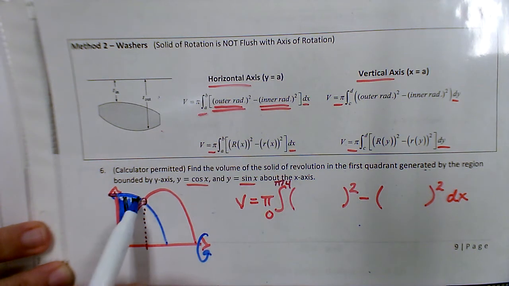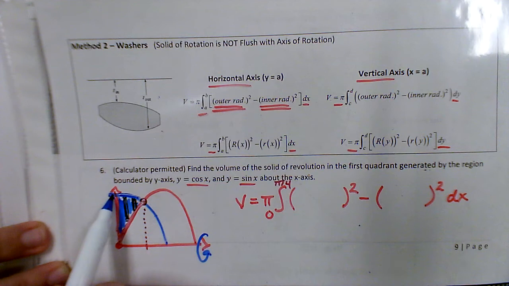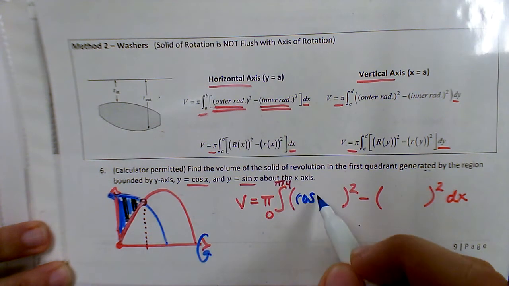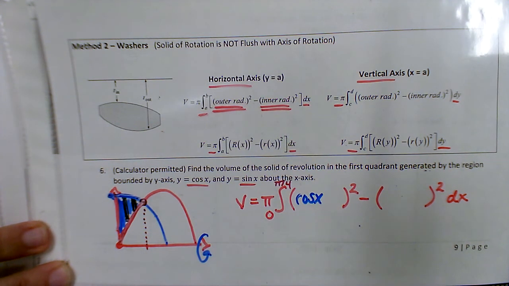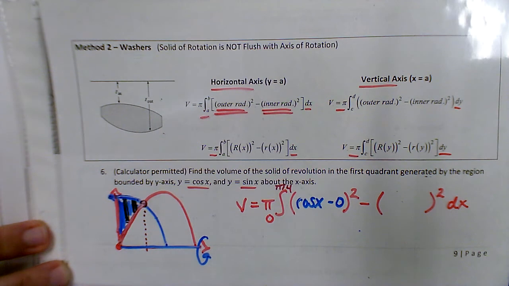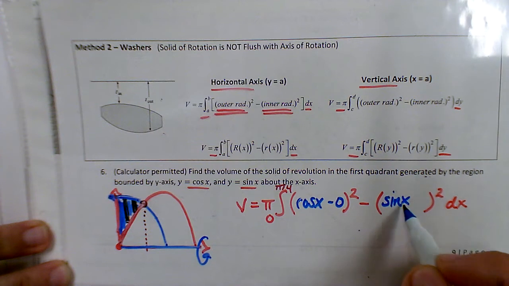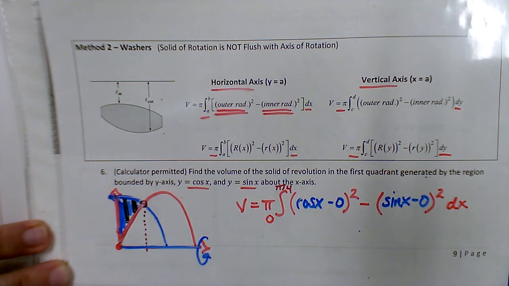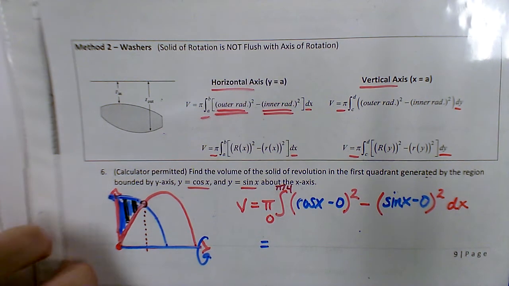So the outer equation we said was cosine. And if we subtract the axis that we are rotating it around, just like we did yesterday, it would be minus 0, but you don't have to write that if you don't want to. The inner radius is the sine graph minus the axis of rotation. Again, it's 0, so you don't have to write it if you don't want to. And go ahead and let the calculator do the work from there.